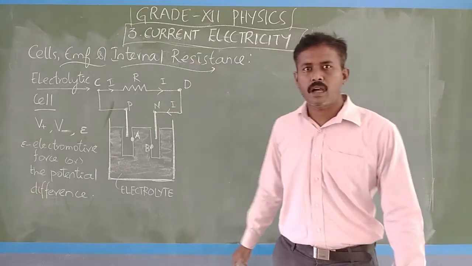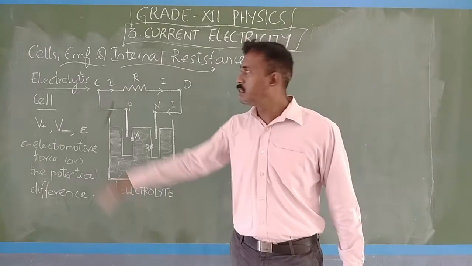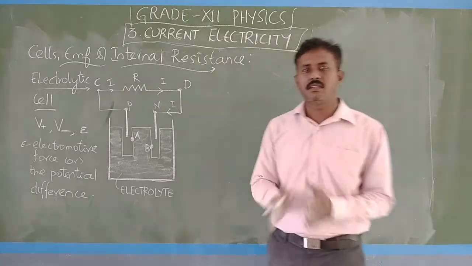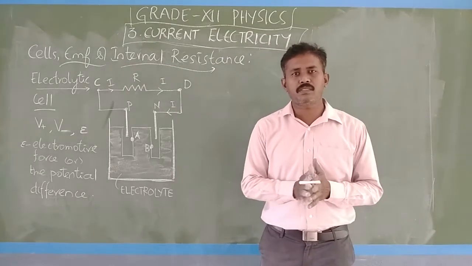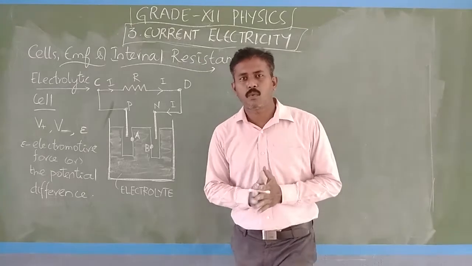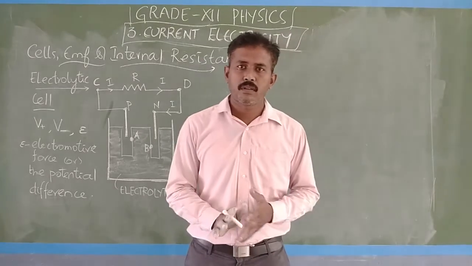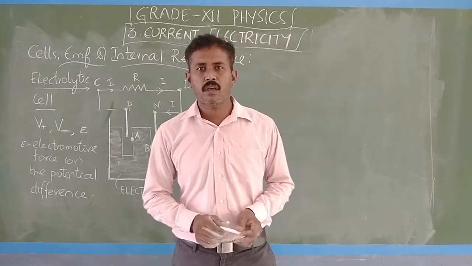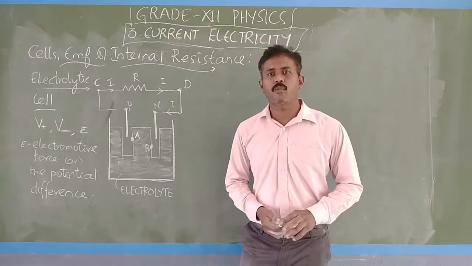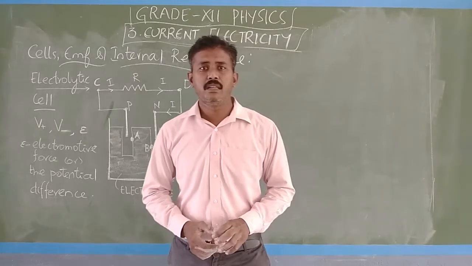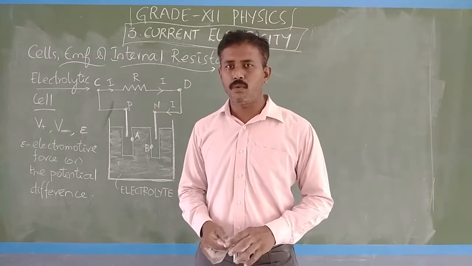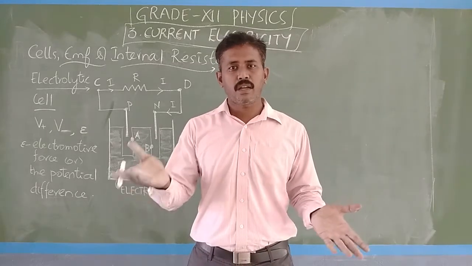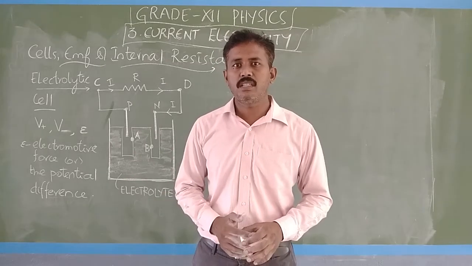In this session, I am going to teach you about the concept of cells, EMF and internal resistance. First, I will go with the basics of a cell. So, what is the current? I told you before. Current is a flow of electrons. For something to flow from one point to another point, we need a difference in value. For a water flow, we need a difference in head of the water, that is the difference in pressure.